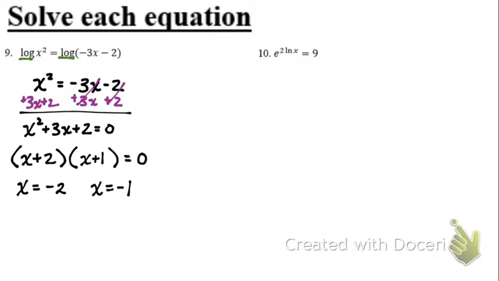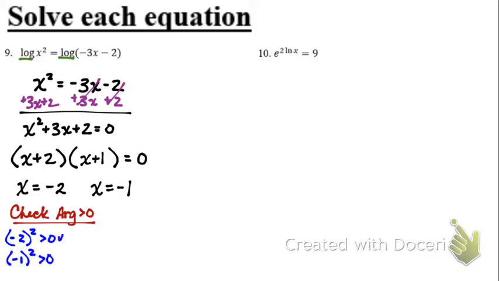Do I need to check these? Yes, I do. In the first log, will I have a problem? No. -2 squared is greater than 0. -1 squared is greater than 0. Is x part of the other argument? Yes. So I have to go check it there as well.